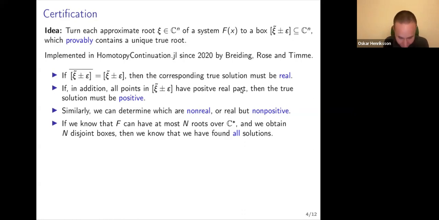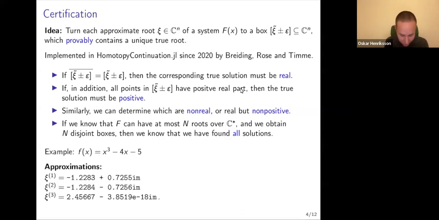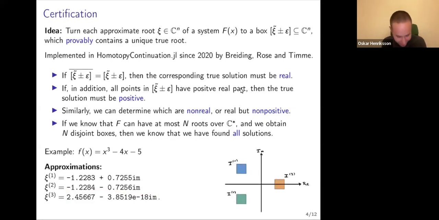And just to give you a very simple example, suppose that we try to solve this univariate polynomial. Okay, and that these are the approximations that come out. It certainly looks like this one is very, very close to being real. But how do we know for sure? Well, let's check the boxes. So we apply the certification algorithm, and we get boxes that look something like this.